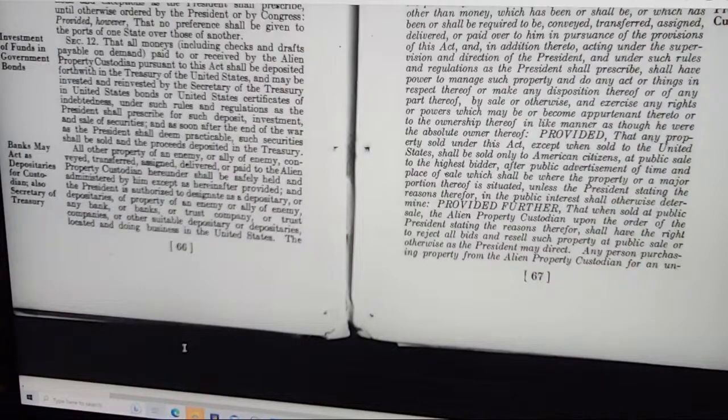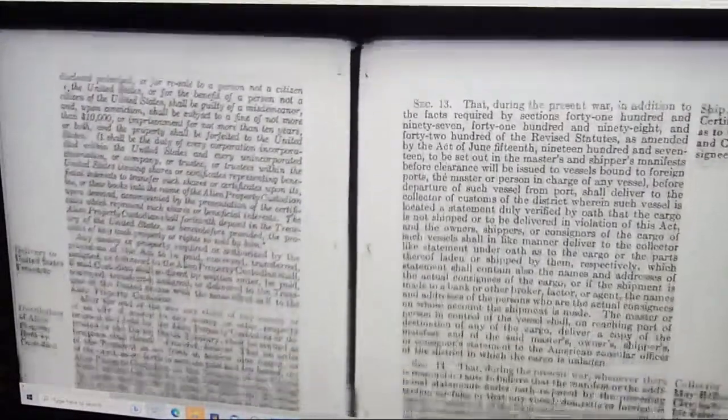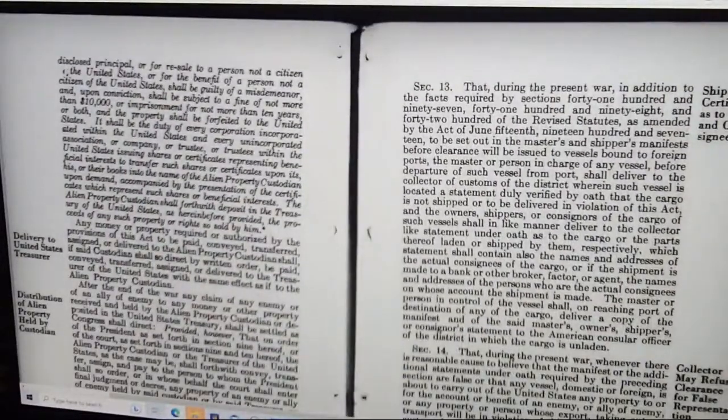Any person purchasing property from the alien property custodian for an undisclosed principal or for resale to a person not a citizen of the United States or for the benefit of a person not a citizen of the United States shall be guilty of a misdemeanor and upon conviction shall be subject to a fine of not more than $10,000 or imprisonment for not more than 10 years or both, and the property shall be forfeited to the United States.